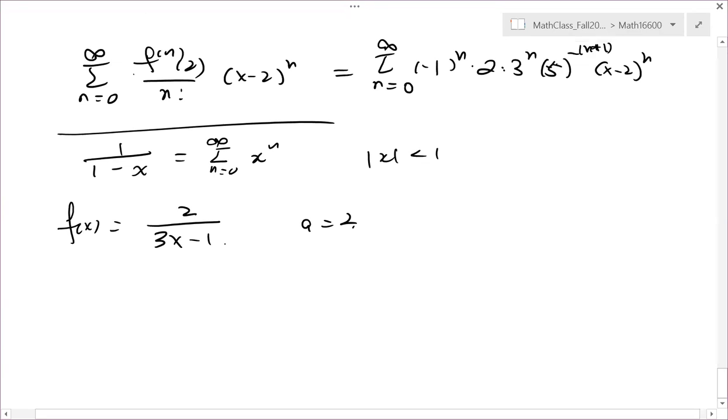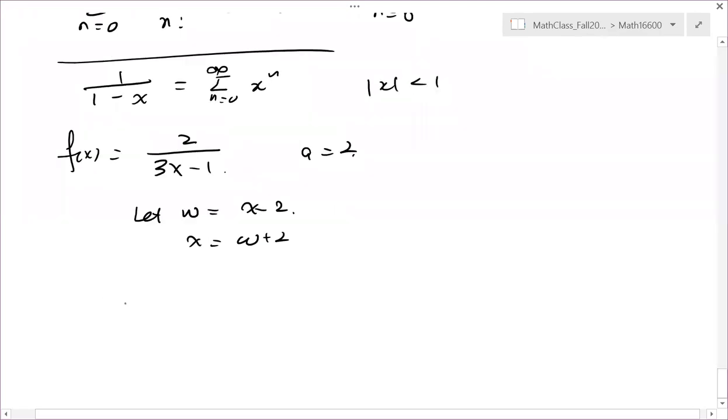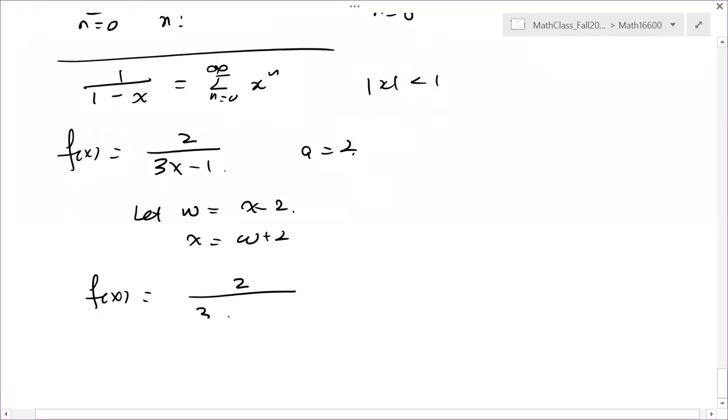All right, so this is the function, right? So the idea is, I want to express it as a power series around 2. So I let w be x minus 2, okay? Then x is going to be w plus 2. Okay, so the function now becomes 2 over 3(w plus 2) minus 1. But be careful when you do the computation, right? So multiply that out: 3w plus 3 times 2 is 6, 6 minus 1 is 5. So then what I'm going to do, right?